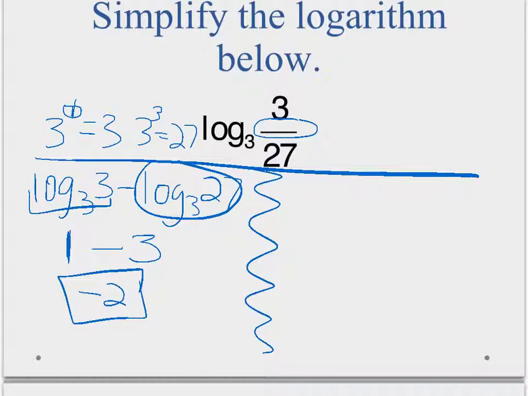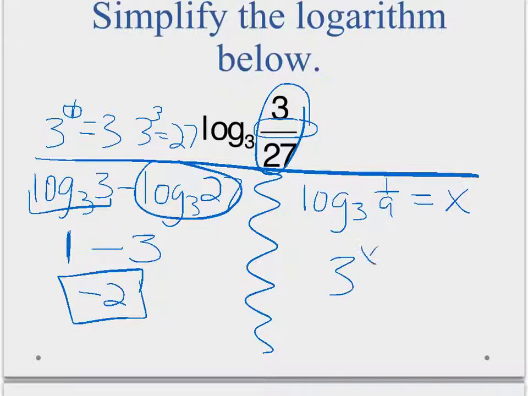The other way to do it without a calculator is to reduce this thing first. 3 over 27 is the same thing as 1/9. And then we can use the definition to figure out what it's equal to. 3 to the x is 1/9, and that's got to be negative 2. Both ways you still get the same answer.